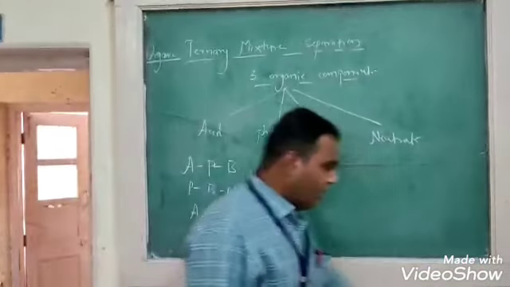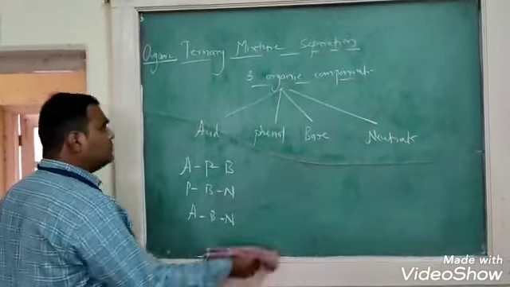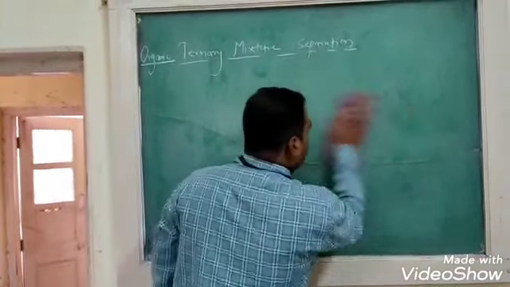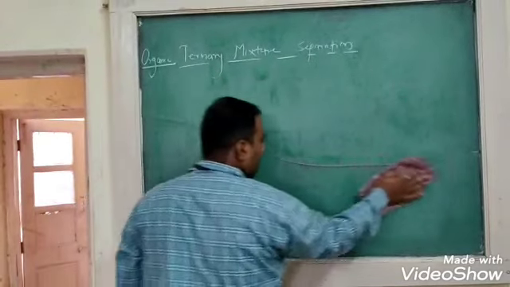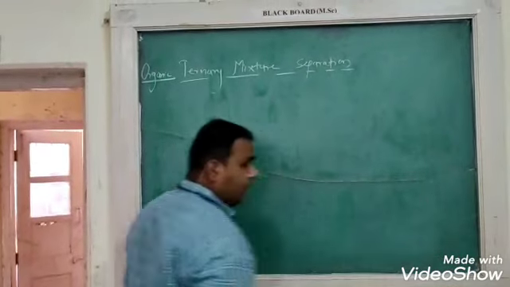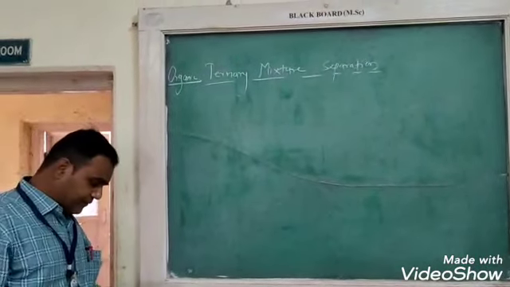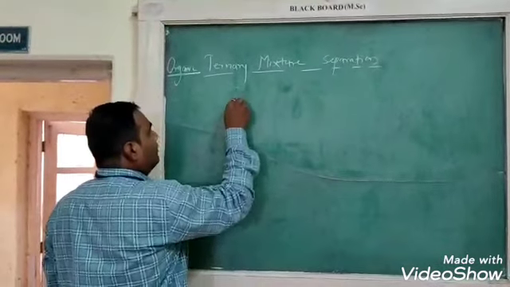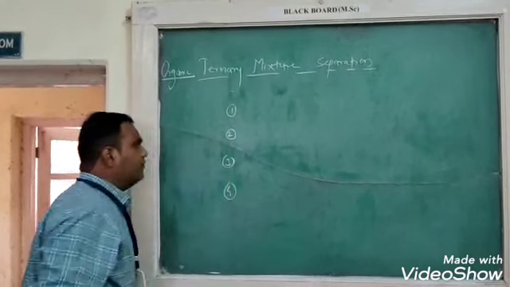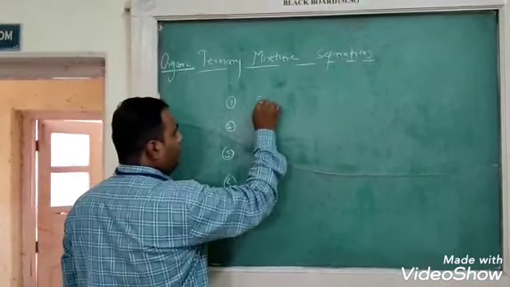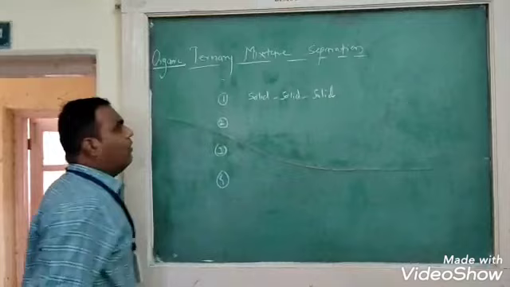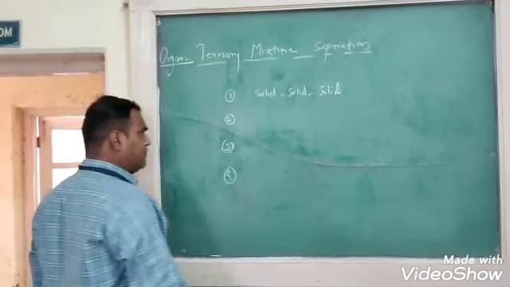Now let us move towards how to determine the type of the ternary mixture. For the separation of the mixture and determination of its type, we first have to learn about the nature of this ternary mixture. The nature of a ternary mixture has four types. First one is solid, which means all three components are solid in nature.